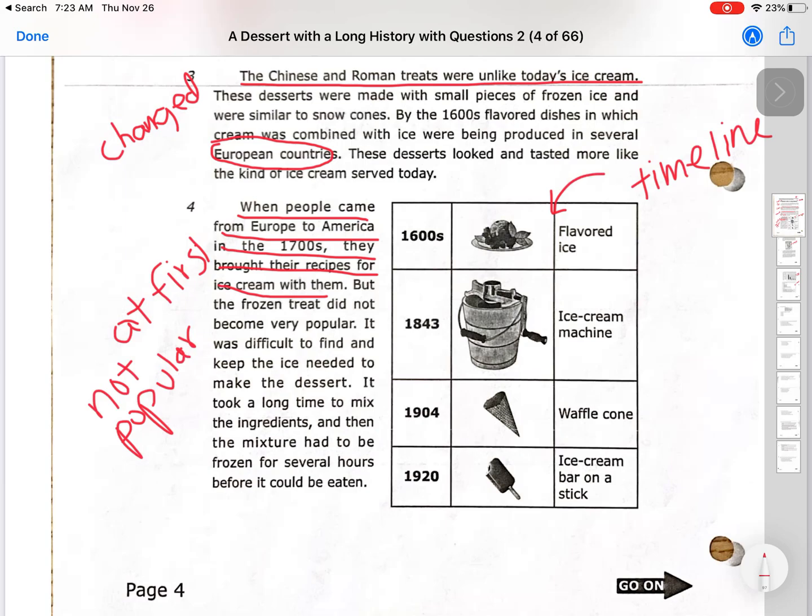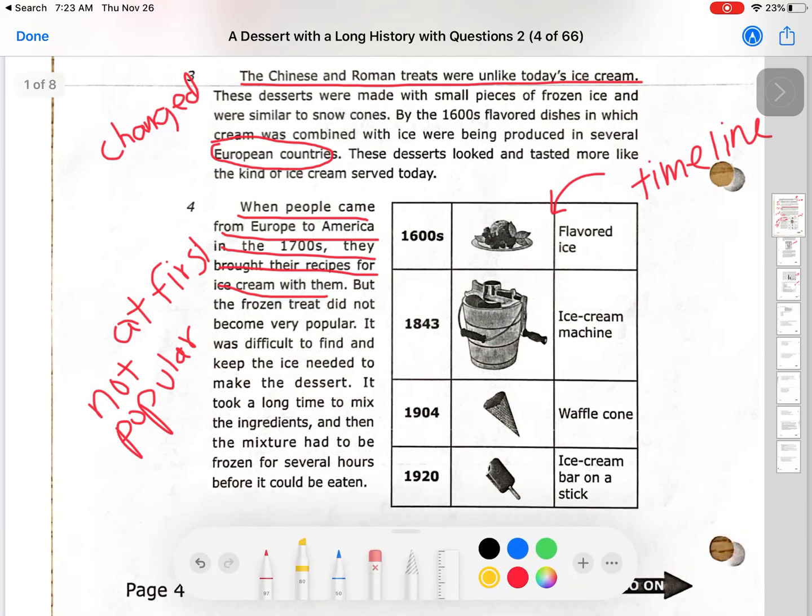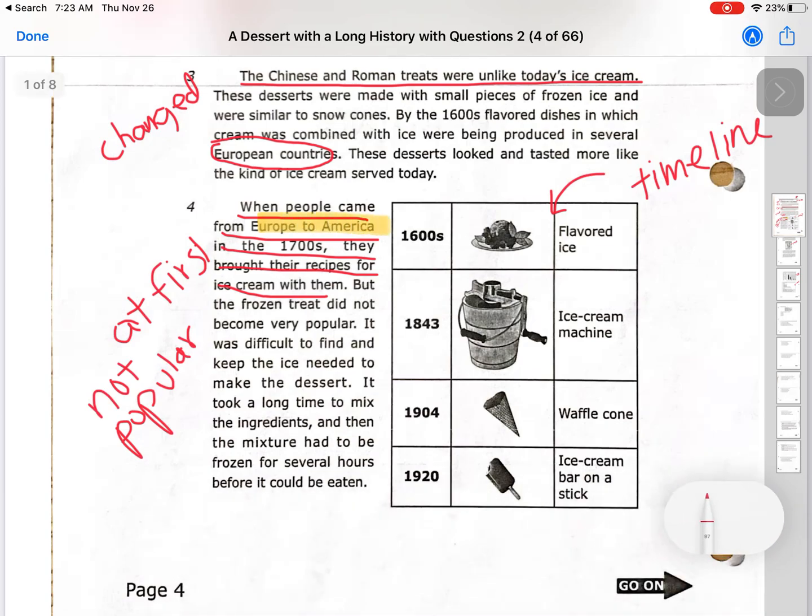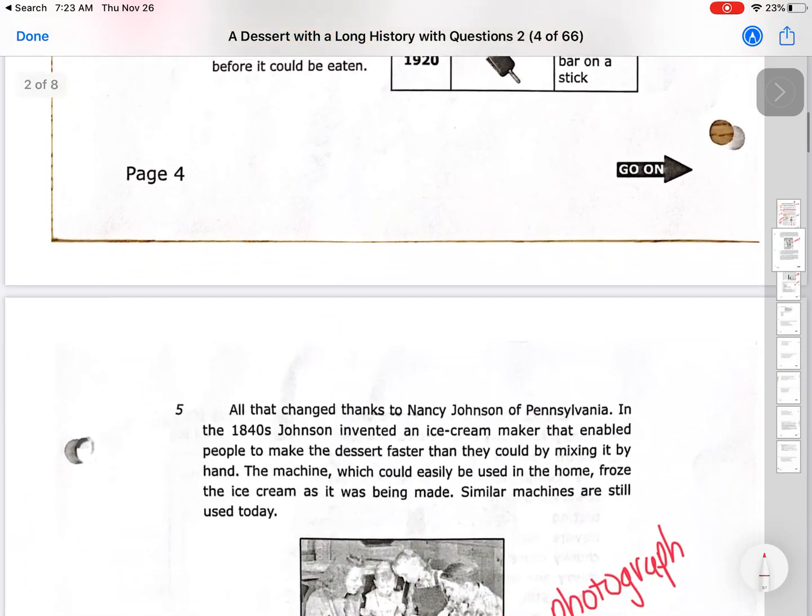And I do think that it's important that the Europeans brought the dessert over to America. So if there's any questions about that, we'll know that it's going to be in paragraph 4. So I might also highlight the part about Europe to America so that I don't forget where to find it.